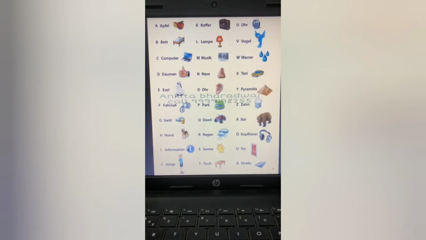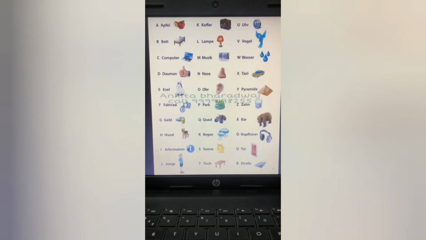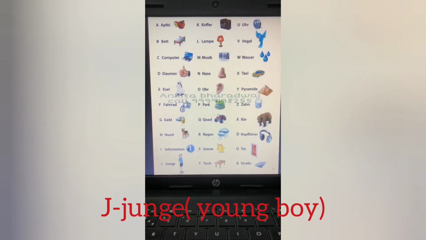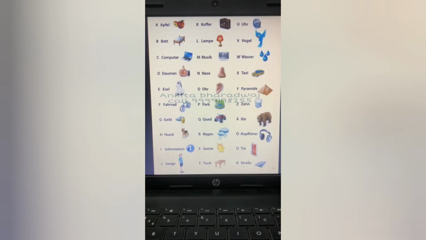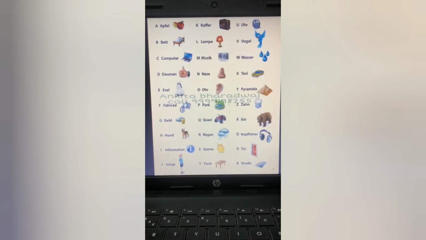H says Hund. Dog means Hund. I is Information. Same in English, same in German. J says Junge. Basically young boy is called Junge. K is Koffer. Suitcase is called Koffer. L says Lampe. Lamp is Lampe.